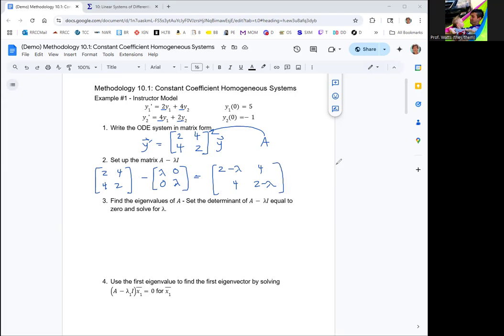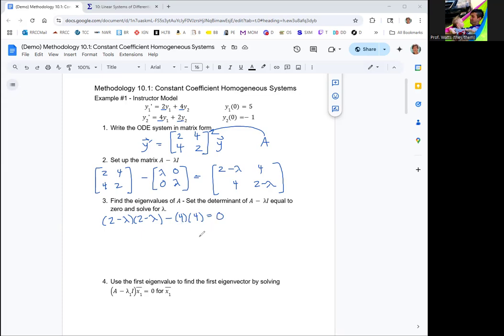All right, now we're going to try to find the eigenvalues of A by finding the determinant of this matrix, A minus lambda I, and setting it equal to 0 and solving for lambda. So lambda is the eigenvalue. All right, so for the determinant, we multiply the diagonal components. So we get 2 minus lambda times 2 minus lambda. And then we subtract the product of the off diagonals, which is 4 times 4. And then the determinant is set equal to 0.